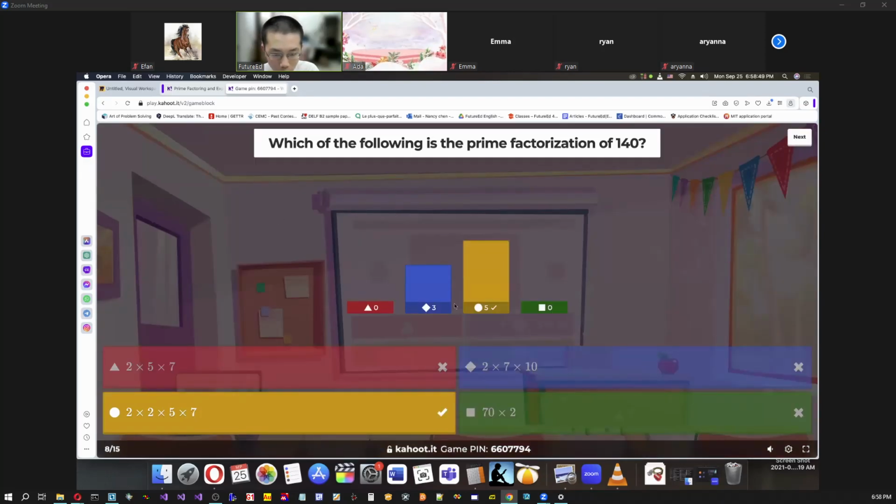Wow, a few people actually got that right. It is indeed 2 times 2 times 5 times 7. For those who chose blue, it does look mostly correct, but 10 is composite, right? It's 2 times 5, so you can break it down into the 2 times 5 we see in the yellow answer here. So I'm pretty sure most of the answers are correct except red. So good job to the people who did choose red. Let's move on.